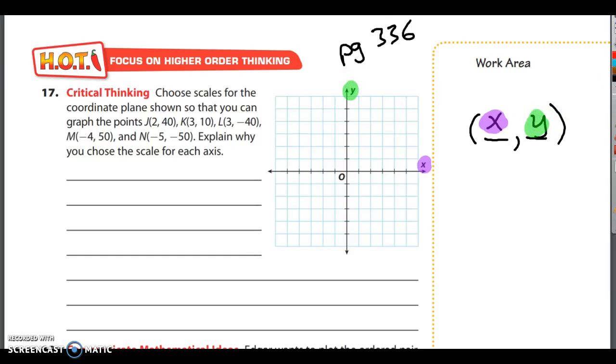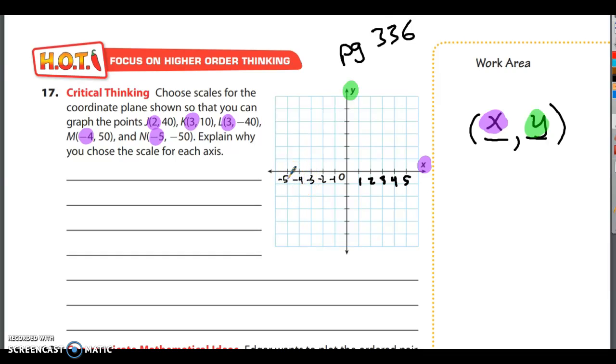So let's go look at all the x values. X values are 2 and 3 and 3 and negative 4 and negative 5. So we need to choose a scale that will allow us to go over 2, and negative 5 would be negative 5 on the left. So I think we could probably just go by ones. 1, 2, 3, 4, 5. And then these over here, I'm going to write a little bit smaller. Negative 1, negative 2, negative 3, negative 4, negative 5.